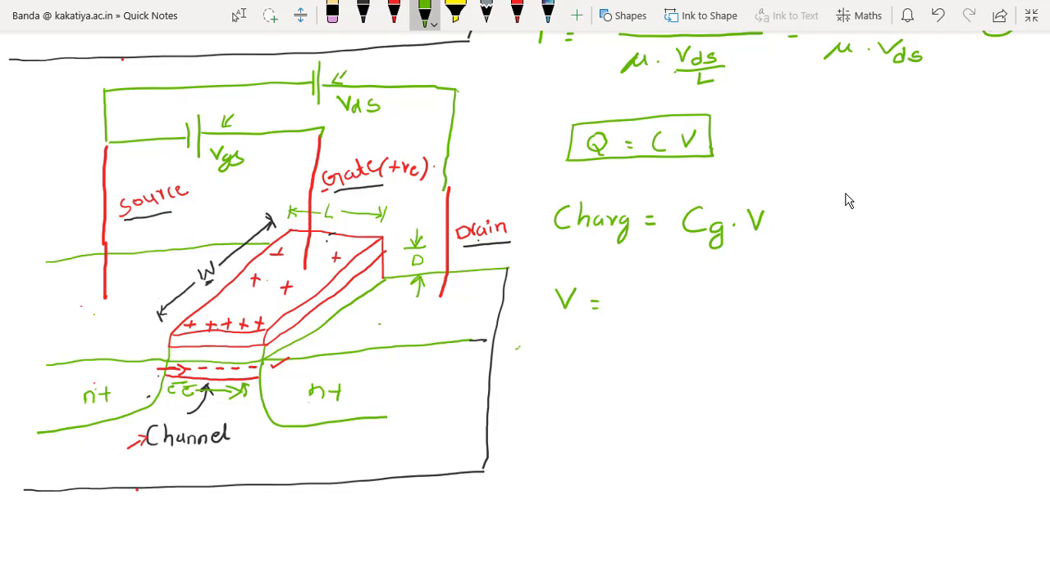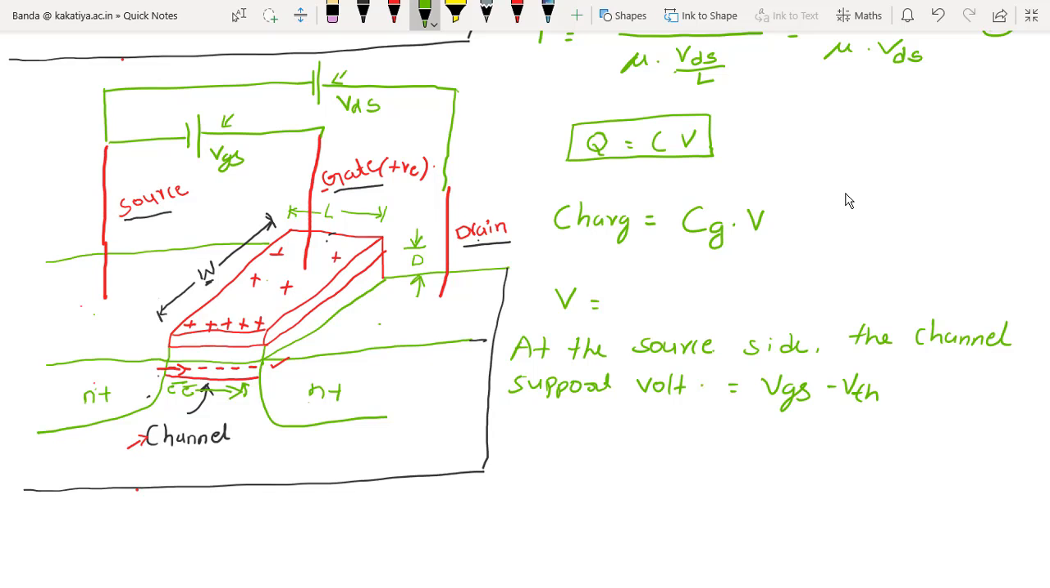So here, just remember at the source end, the source side, the channel support voltage is nothing but VGS minus VTH.